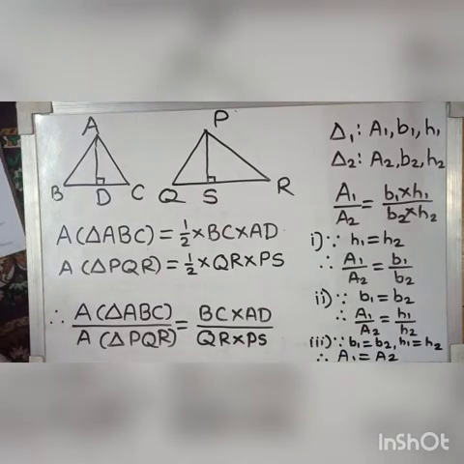For geometry, first chapter, similarity. First theorem, ratio of areas of two triangles. We know that area of a triangle is equal to half base into height.